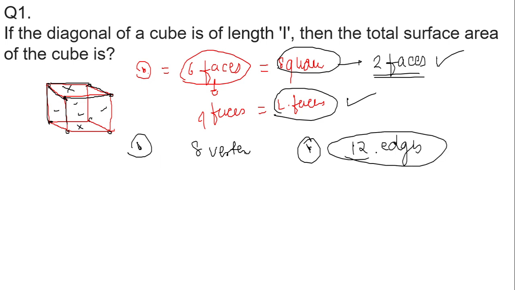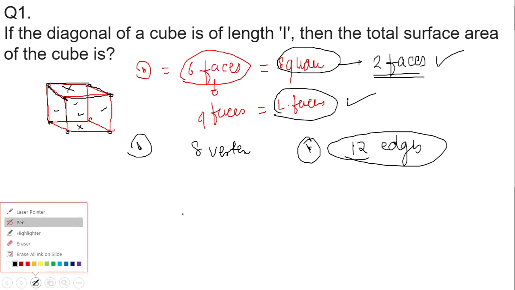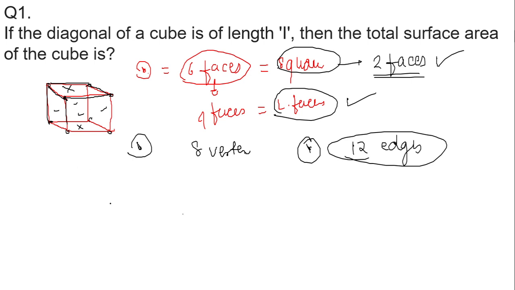Okay, got it? So these are the 3 important points that you have to remember regarding a cube: in a cube each face is square in shape. There are total 6 faces, out of which 4 are lateral faces and 2 are the top and the bottom face. Okay, there are total 8 vertices and 12 edges. Second thing that you have to keep in mind now is the formula for the diagonal.